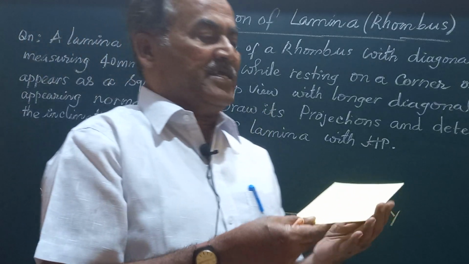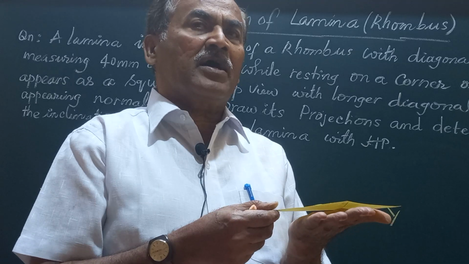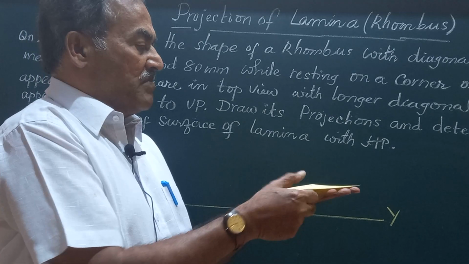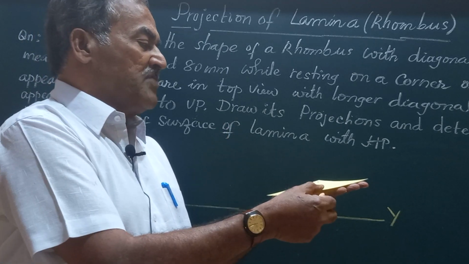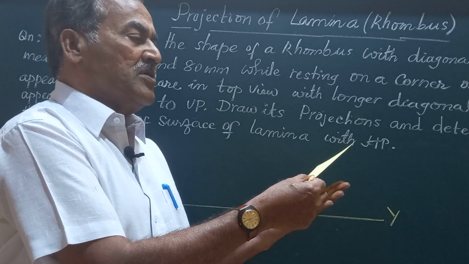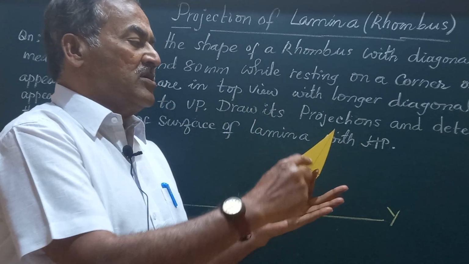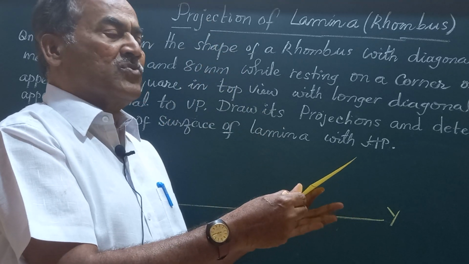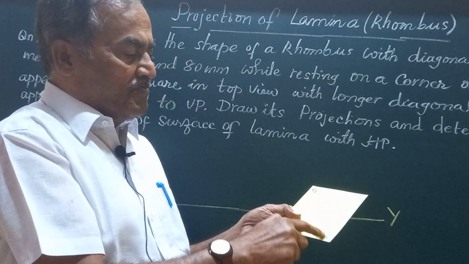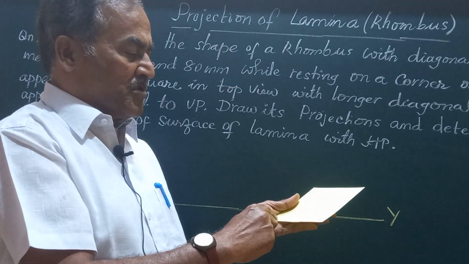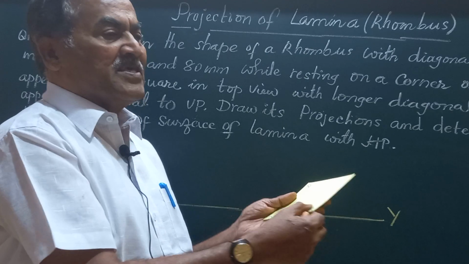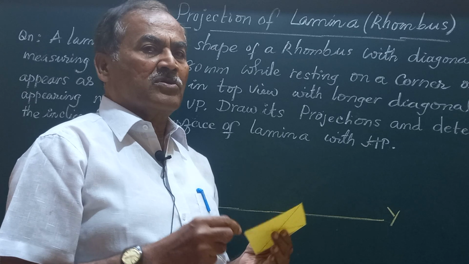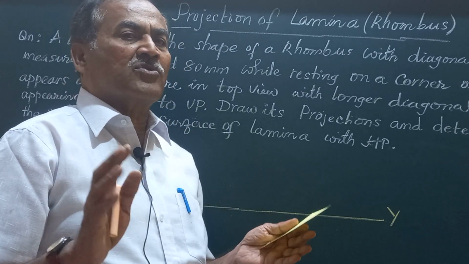So friends, if you place this lamina on HP with the longer diagonal parallel to VP, and if you slowly lift it up for a particular angle, the surface making with HP, you get a square in the top view when the diagonal BD, which has a length 40 mm, becomes equal to the length AC, which is also 40. Because in a square, all the four sides are equal and the diagonals will also have the same dimension.